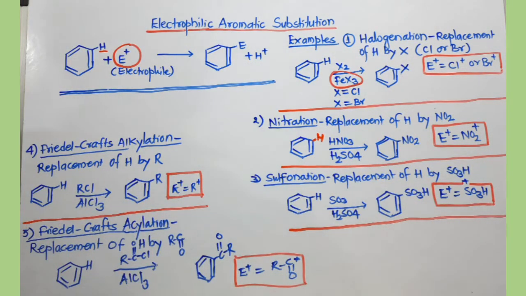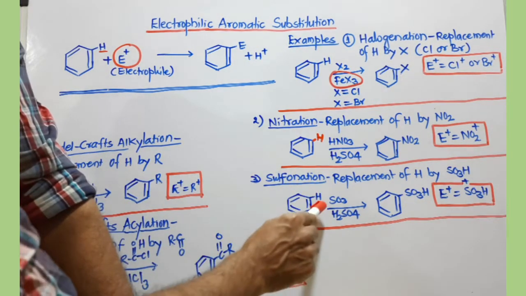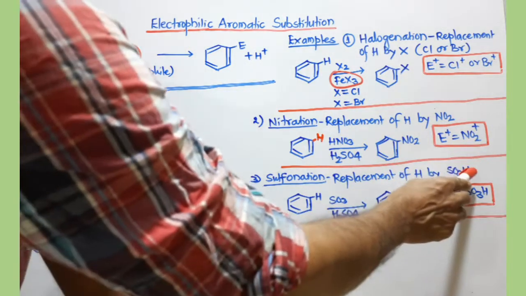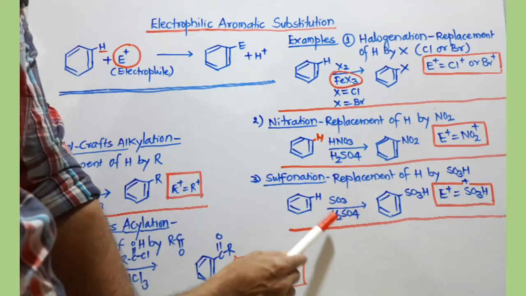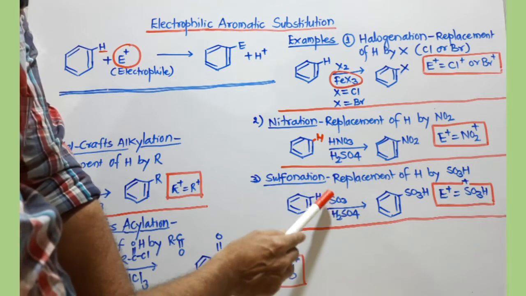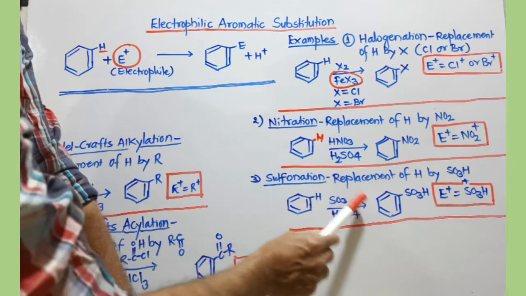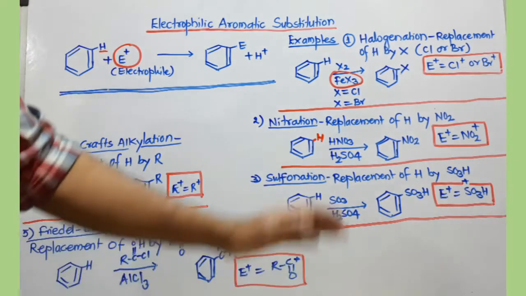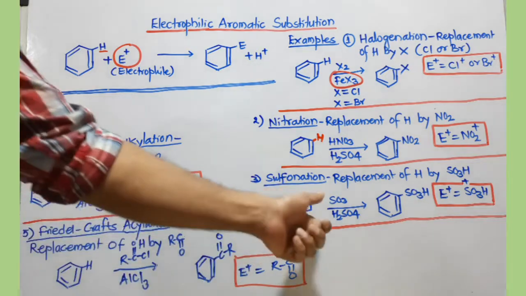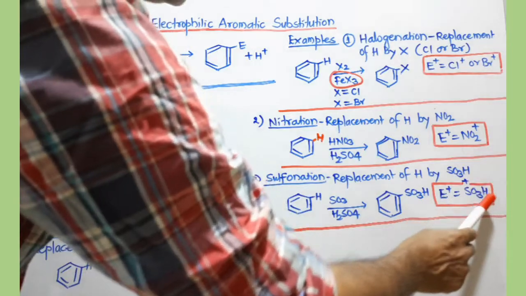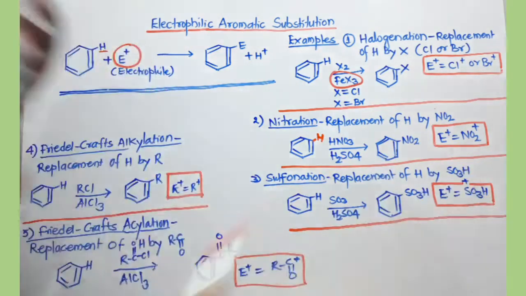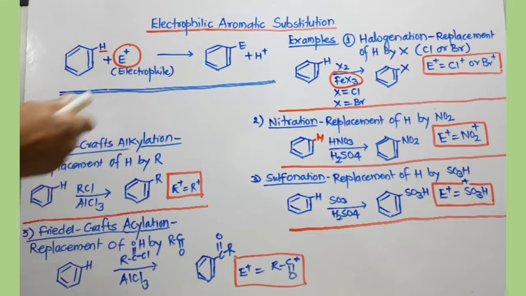The next reaction we are going to discuss is the sulfonation reaction, where hydrogen of the aromatic ring is replaced by the SO3H group, and that SO3H group is generated using the mixture of H2SO4 and SO3. This mixture is also called oleum. This reaction is called sulfonation reaction, where hydrogen is replaced by the SO3H group. So here E plus is SO3H plus. This is our electrophile.